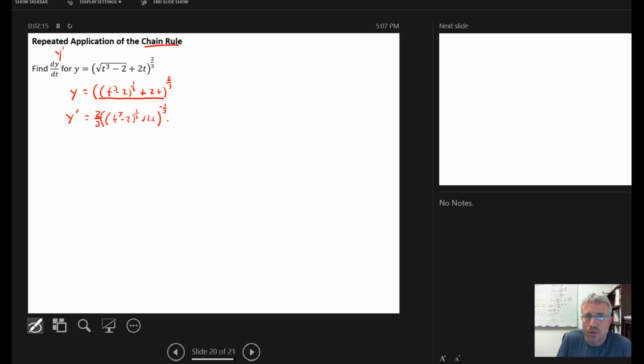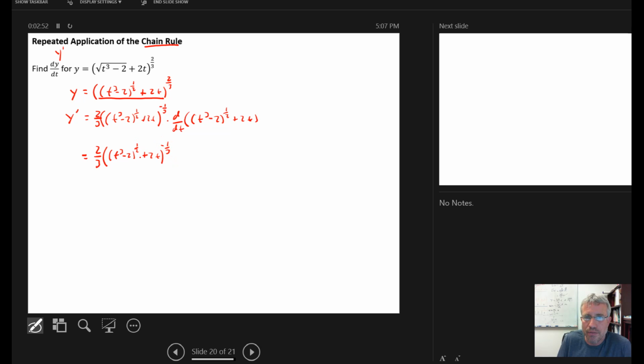But then you have to take the derivative of the inside function, the stuff on the inside. So we need to take d dt of all of that inside function stuff. So we get t cubed minus 2 to the half plus a 2t. And we need to multiply by the derivative of that stuff that was being raised to the 2/3 power. So I'm going to step down and continue to take the derivative. So it's 2/3 times, we've got the t cubed minus 2 to the 1/2, just rewriting that material. So negative 1/3 power.